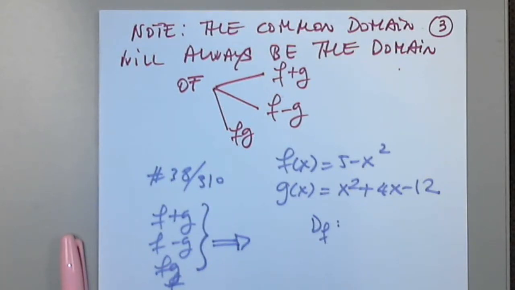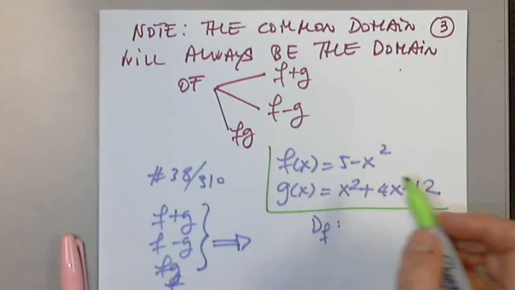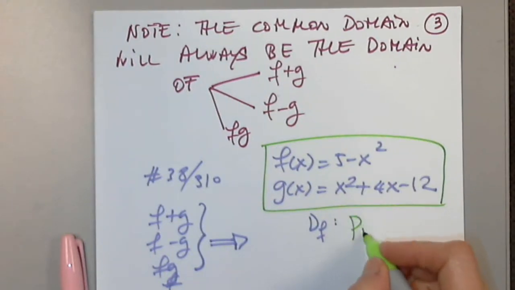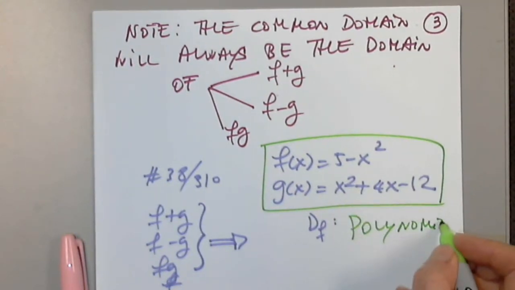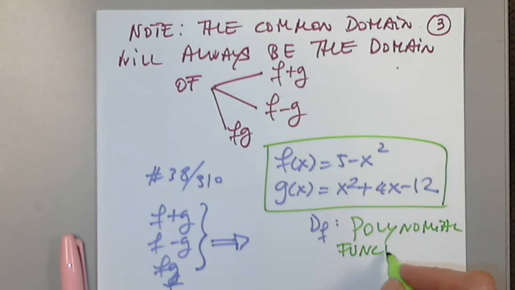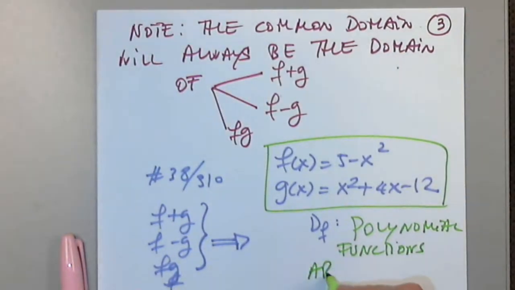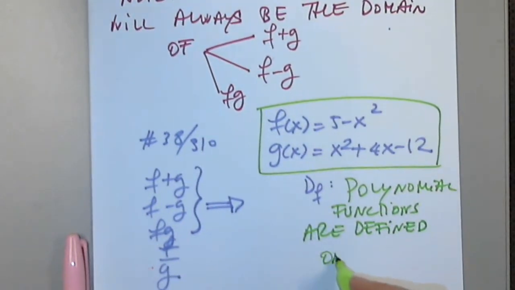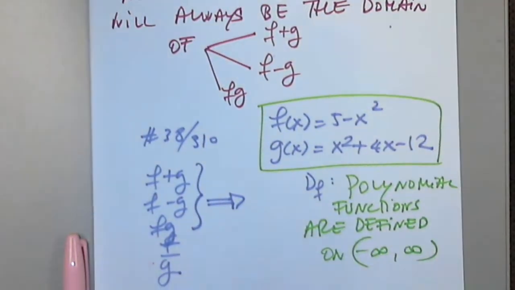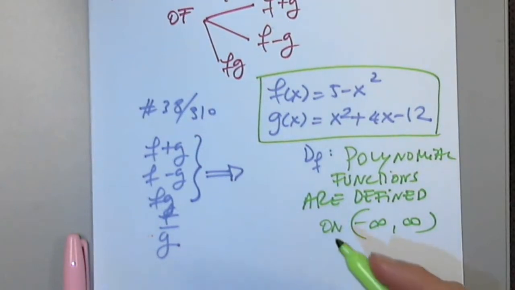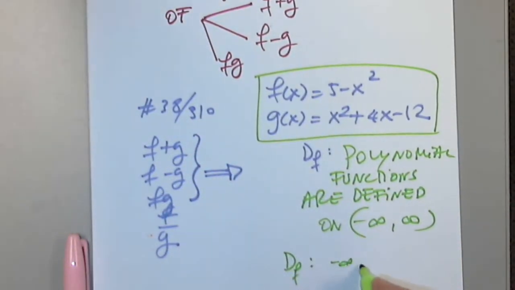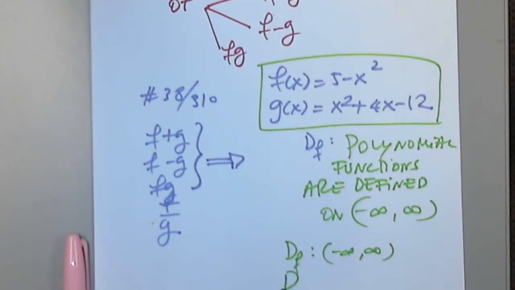These are polynomial functions. That's another note for you. Polynomial functions are defined on negative infinity to infinity. So then you are telling me that the domain of F is negative infinity to infinity. Perfect. What is the domain of G?